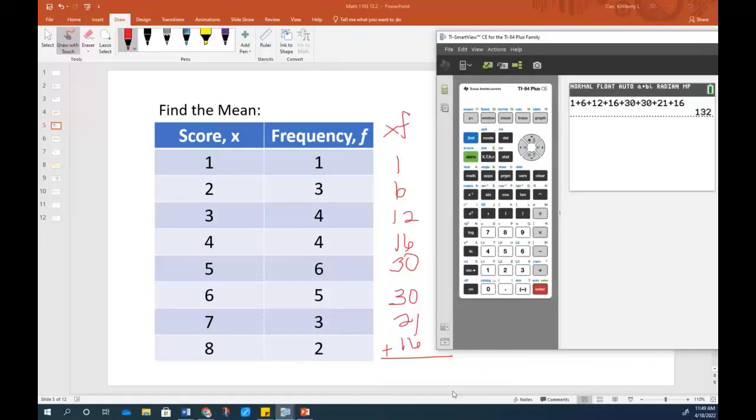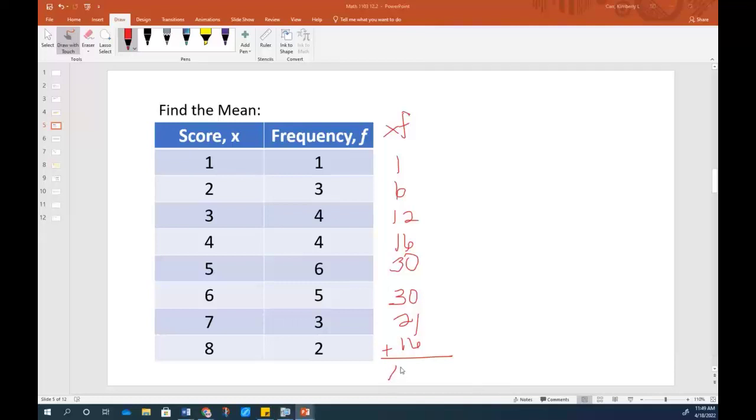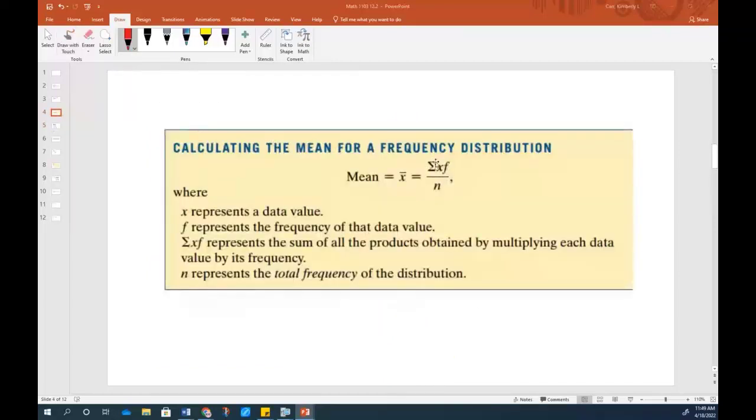I get 132. So that's right here, 132. That is the sum of my x times f. So if we go back to that previous thing, that means I've just finished this top part of the formula. So now I need to divide by how many values we had.